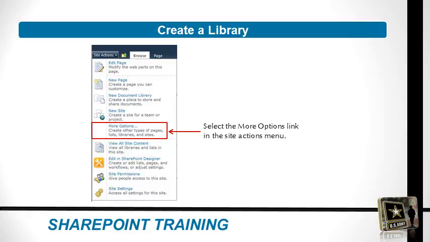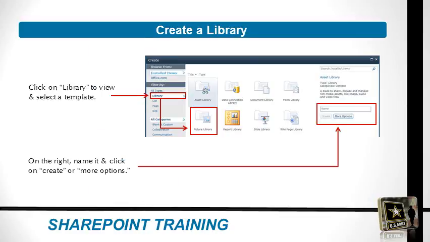First, select the More Options link in the Site Actions menu. On the next screen, under Filter By, click on Library to view the library templates and select the template you wish to use. On the right, name your library so that it makes sense to your site users, and then click on Create or More Options. If you click on Create, the library will automatically be included in the Quick Launch area. Note, if you select More Options, you will be able to set additional parameters for your library.